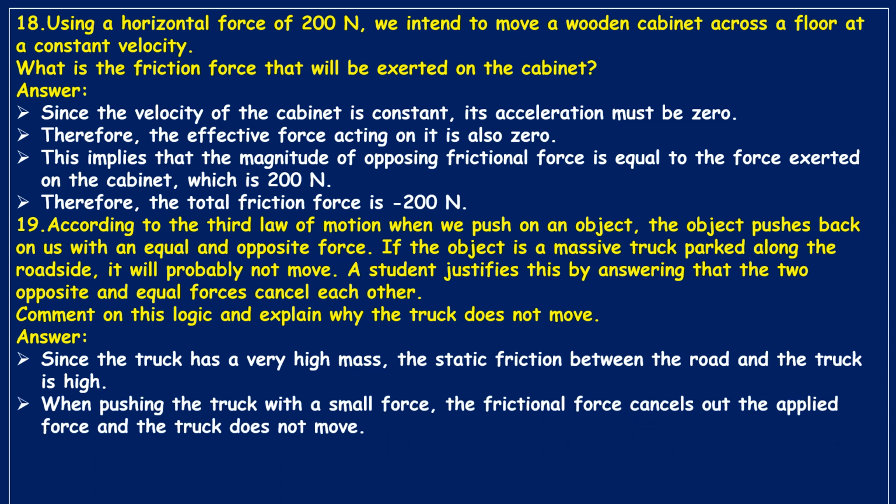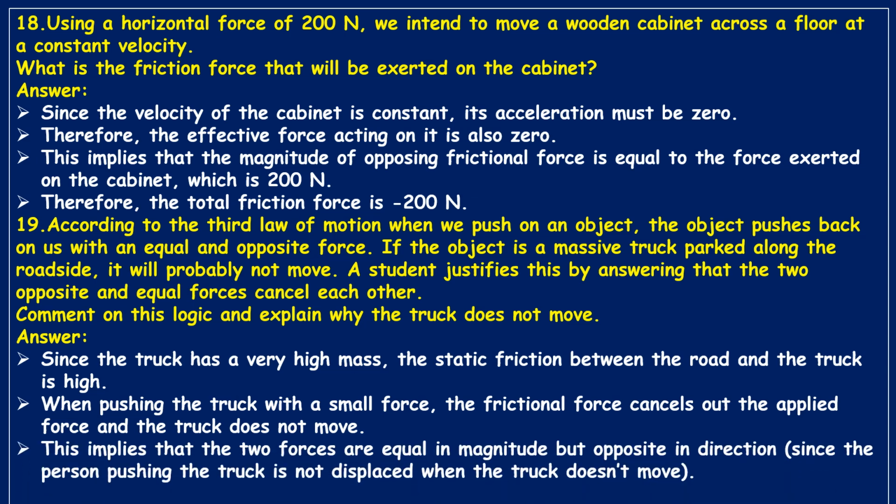When pushing the truck with a small force, the frictional force cancels out the applied force and the truck does not move. So if you push from the backside, it will not move because the frictional force acting on the truck cancels the force that you applied to make it move. That's why the truck will not move forward.